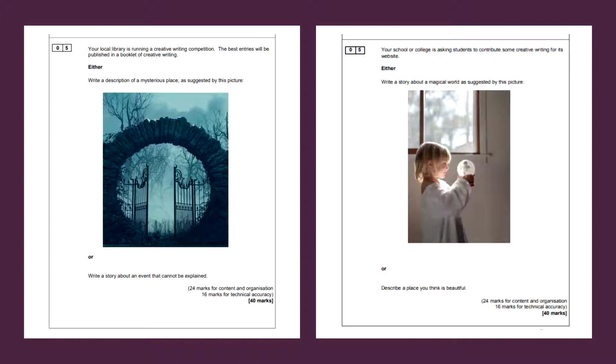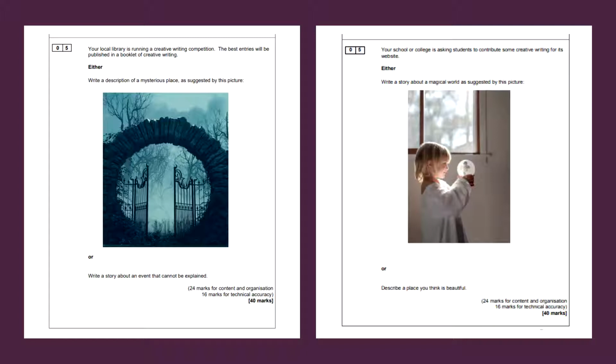So if we look at that first paper on the left-hand side, write a description of a mysterious place as suggested by this picture. A description is different to a story. A story, a narrative, is going to involve characters, it's going to involve plot, there's going to be some kind of movement as to what happens to tell that story. A description doesn't tell a story. A description simply describes a setting, a character, a scene. It creates and evokes an atmosphere, but it absolutely doesn't need to have characters or a sense of a movement from beginning to end. It is just a moment in time that you are using your descriptive powers to capture.